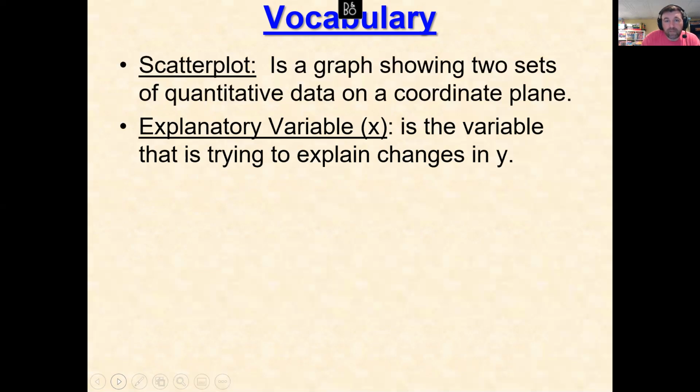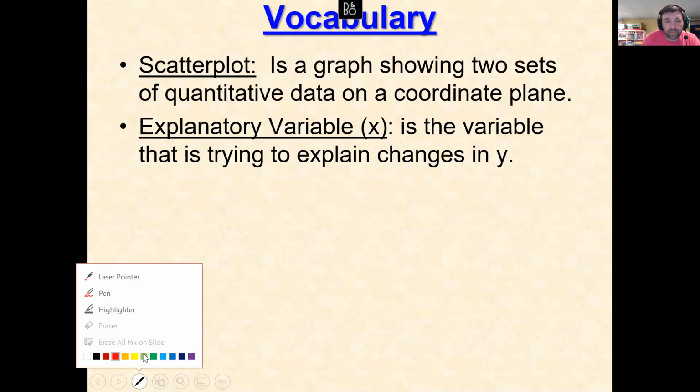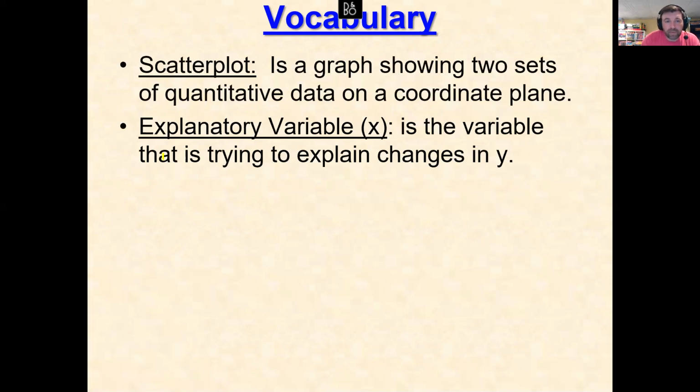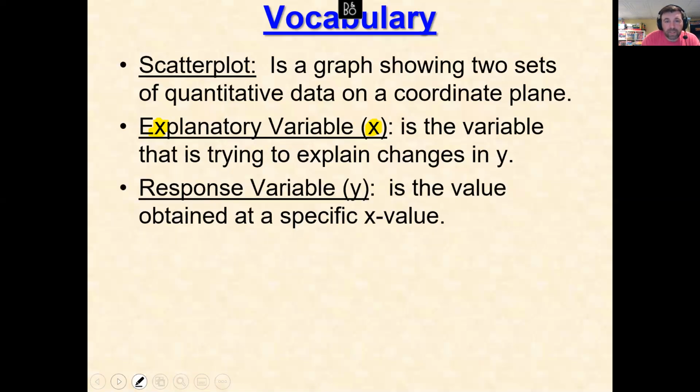The explanatory variable, X, a lot of people just remember explanatory and X because explanatory has an X in it. So explanatory is the X value, also referred to as the input. And then the response variable, or Y value, is the value obtained for a specific X value. You input the X value, and your output is the Y value, or the response.